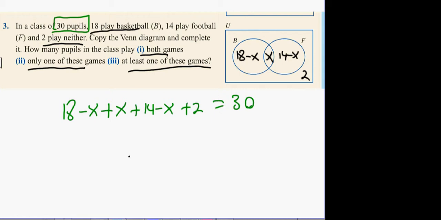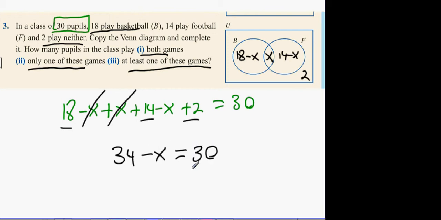So let's find out. 18 plus 14 plus 2, that's what you were telling me earlier? 34. How many X's do I have? You have 3 X's. Well, 2 of them cancel, so it's 34 minus X equals 30. What's X then? 4. X is 4. So you go back and fill it in. What's 18 minus 4? 14. And then 14 minus 4? 10.